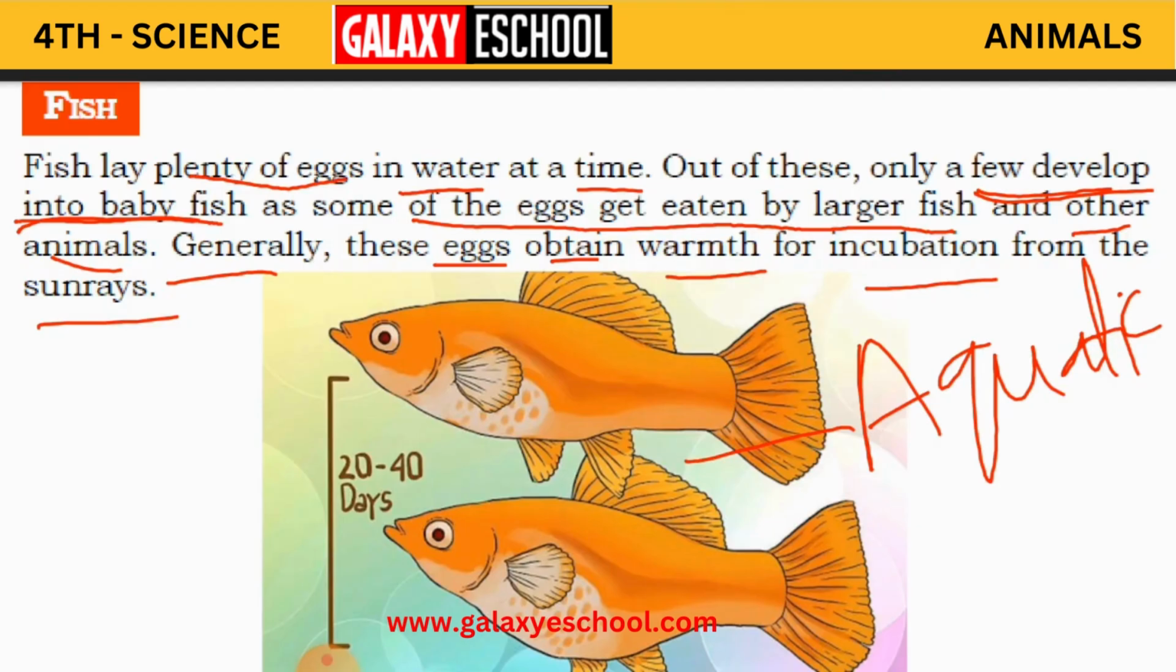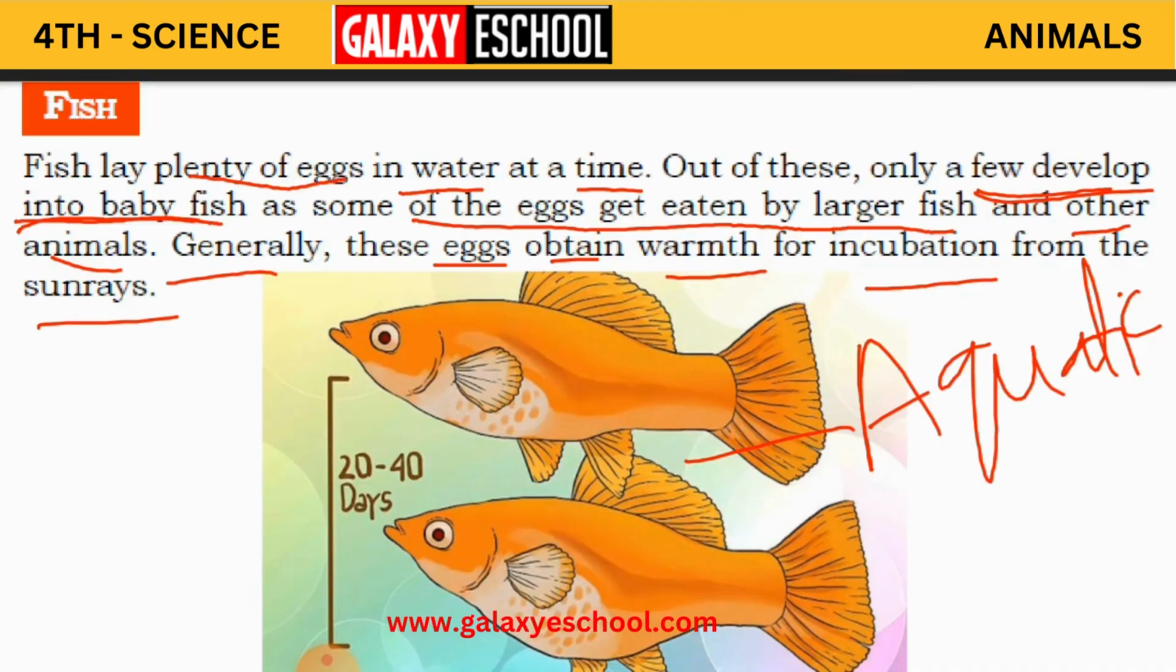For the hen we learnt that the hen is going to sit on the eggs, and some other birds also sit on the eggs to provide the warmth for the eggs. And this process is called incubation. But here this fish is not going to sit on the eggs. Why? Because the eggs are in the water, it cannot sit on the eggs.